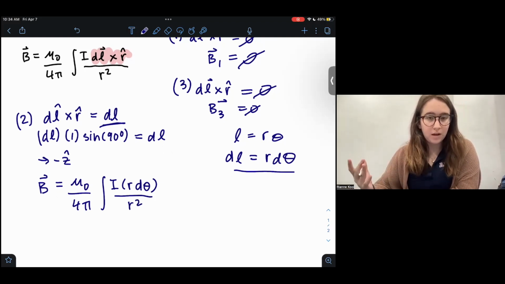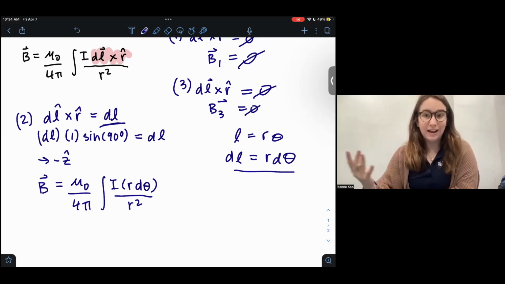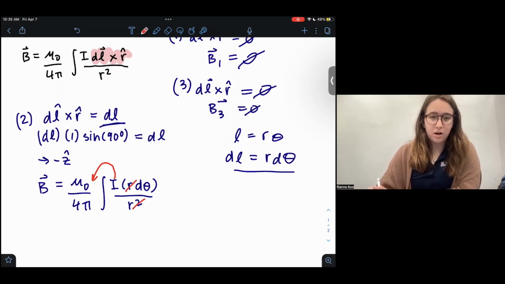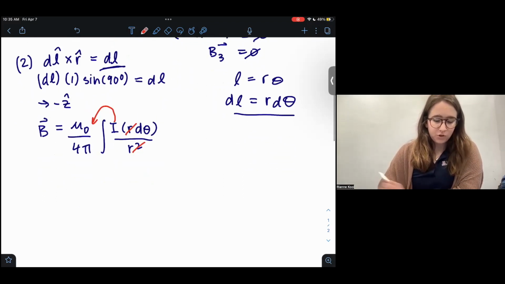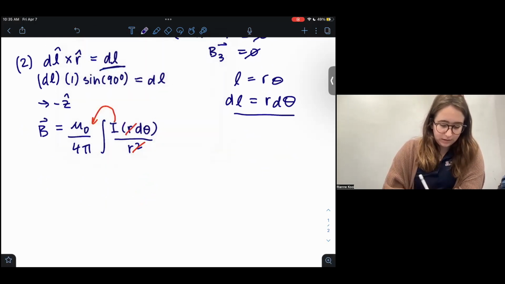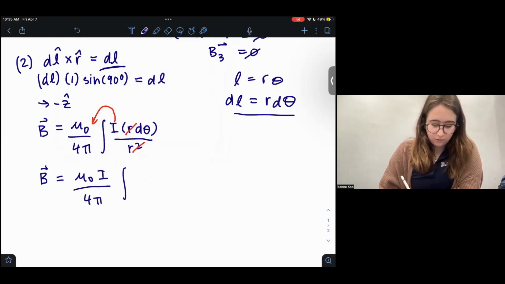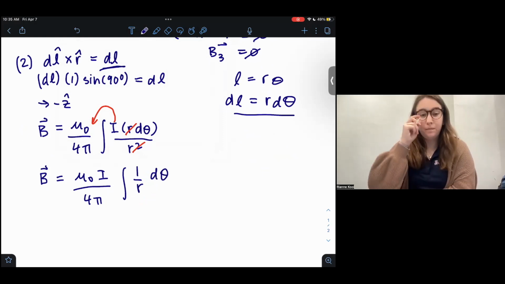And so we can already do some canceling out. One thing to note is that our I is not changing in this sense, so it is a constant. So I can take this out in front of the integral. And then down here, we have r squared, and that cancels out with that r up there. So we're just left with r, and we're just integrating over d theta. So what we're left with is B equals mu naught I over 4 pi integral 1 over r d theta.